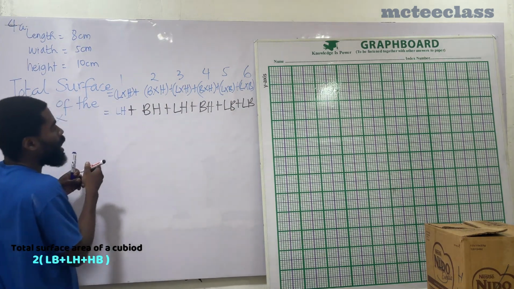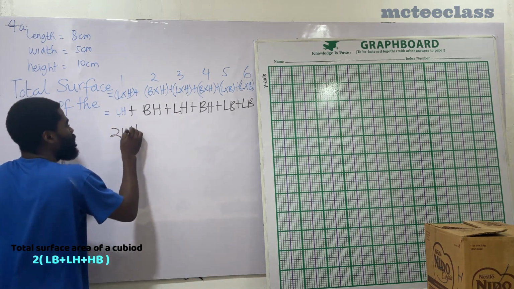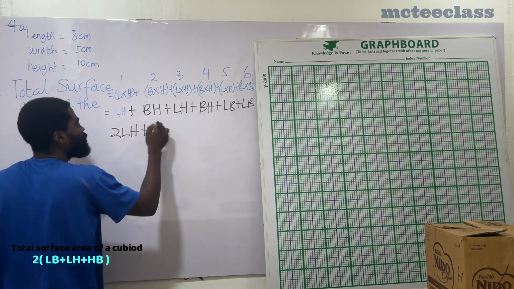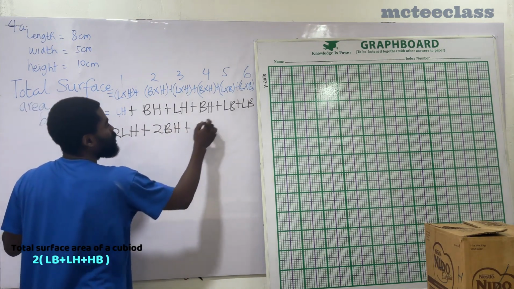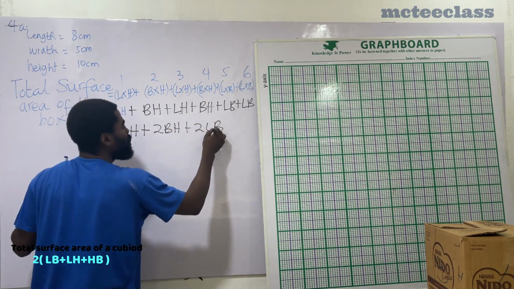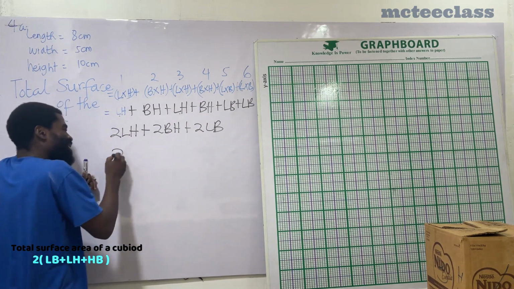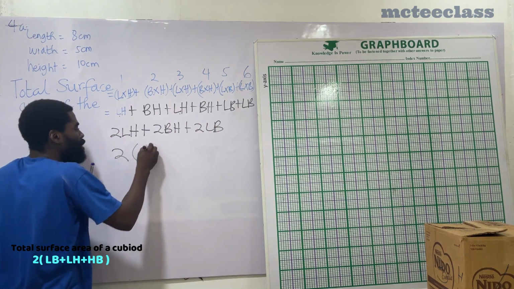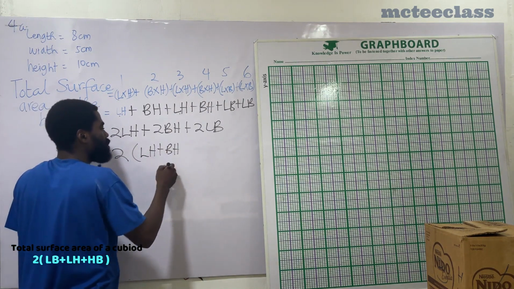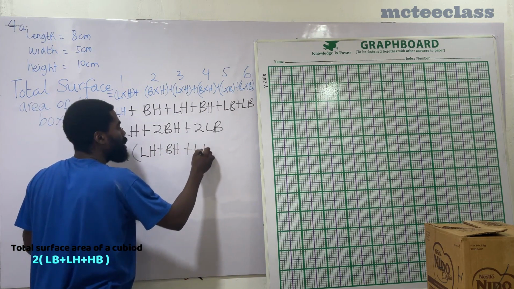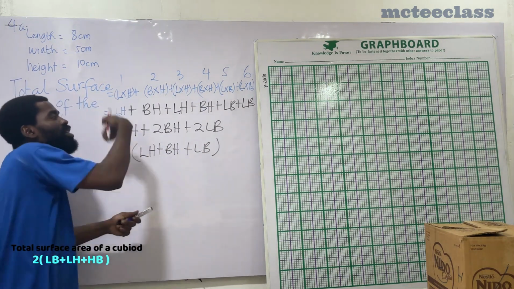Now let me look for like terms. This guy is with that. So I get 2 times LH plus 2 times BH, then plus 2 times LB. And from factorization, since 2 appears here, there, and there, I'm going to factorize 2 out. When I factorize 2 out, I'll get LH plus BH plus LB. So we have this. Now that we have this, we have simplified the formula.